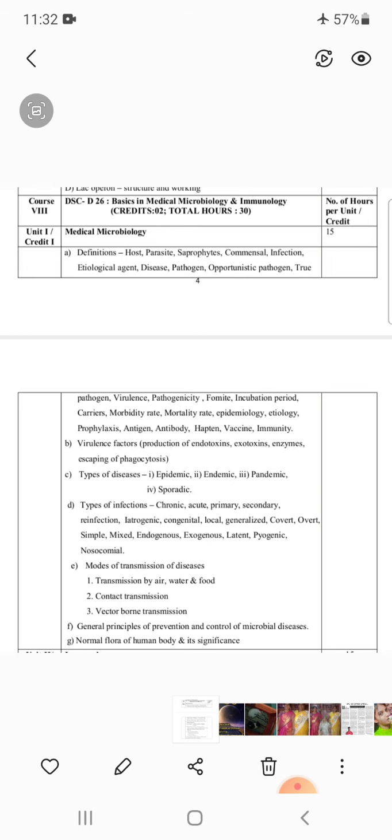Next one is virulence. Virulence means the harmfulness of a disease. Means when one of the bacteria or one of the viruses enters into the host body, it will cause a disease, and the seriousness of the disease is known as virulence here. Next one is pathogenicity. Pathogenicity is the property of causing disease.